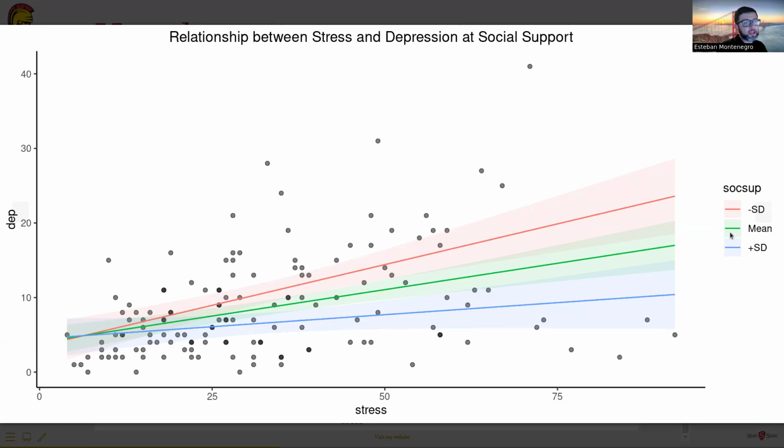When people have an average score on social support, or their score is close to the mean of social support, the relationship between stress and depression actually is less steep, right? It's less steeper. So look at that. The line or the slope is not as pronounced as this one, right? Look at the line. It goes up faster. This one goes up slower, if you can say that.